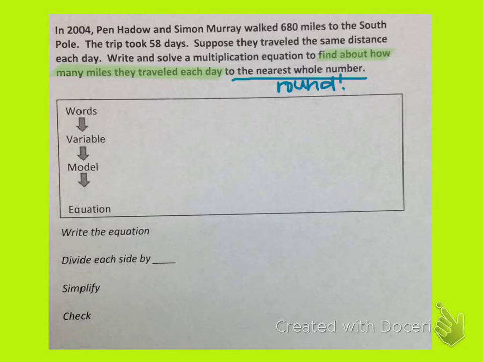So let's look and see. What's our unknown? Our unknown is how many miles they traveled each day. In order to figure that out, we have to know the total miles, which was 680 miles. We need to know how many days it was. It was 58 days. And it is important that it's the same distance every day. And then I think it would be good for us to circle multiplication equations so we know exactly what kind of equation we're being asked to write.